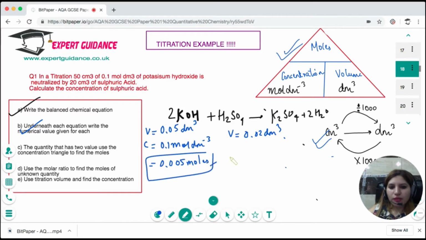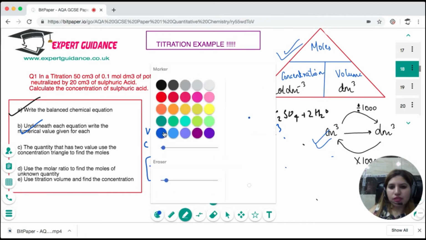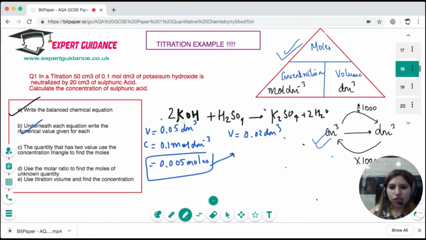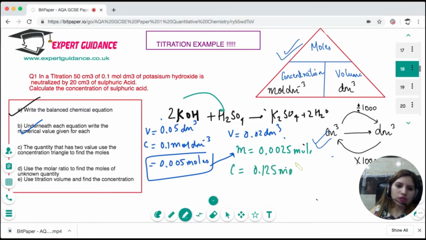Now, what will be the moles of sulfuric acid from the moles of KOH? I need to divide it by 2 because 2:1 is the ratio. Okay, so I'll divide this by 2. So that will give me the moles of H2SO4 as 0.0025 moles. I got the moles, I got the volume. Concentration is moles divided by volume. So I'll divide this by the volume and I'll get the concentration 0.25 moles per dm cube.